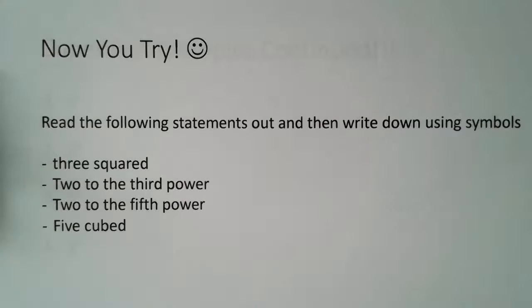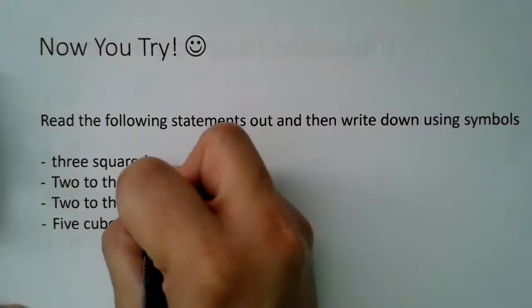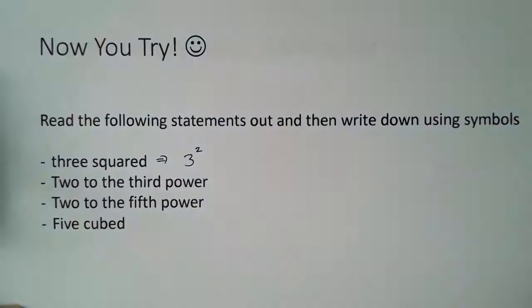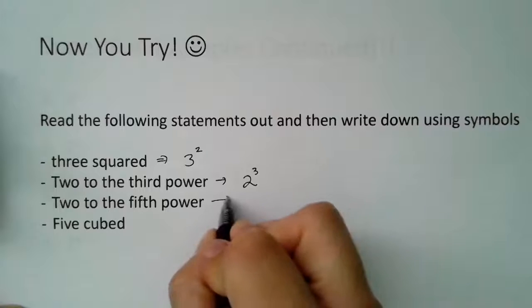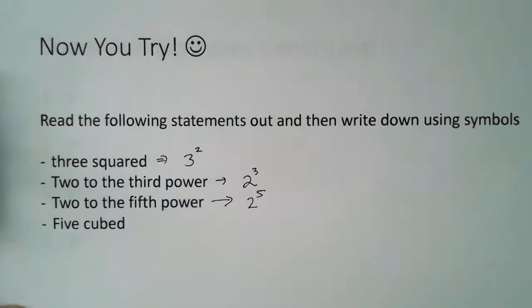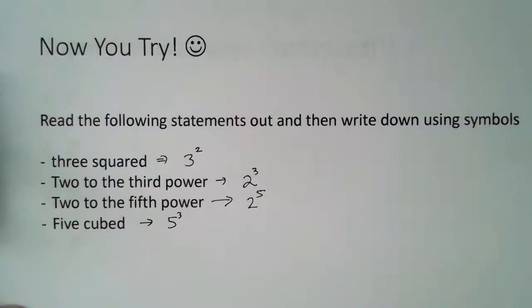Let's see if you can write these out and then read them and write them down using symbols. If you want to try this, go ahead and push pause now if you are in a rush. Otherwise, just listen in. 3 squared would be 3 to the power 2. 2 to the third power, you see? And 2 to the fifth power would be 2 to the power 5. 5 cubed is another one. So squared, cubed, and then we can also say to the third, fifth, fourth, and so on power, okay?